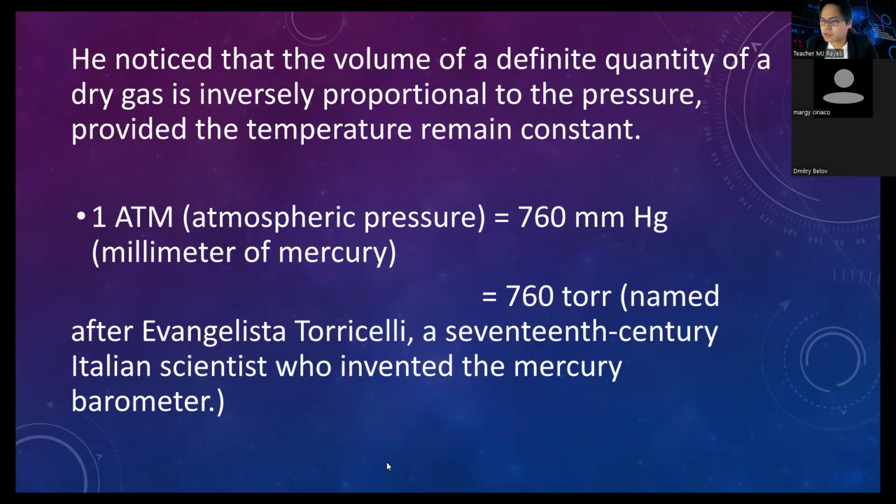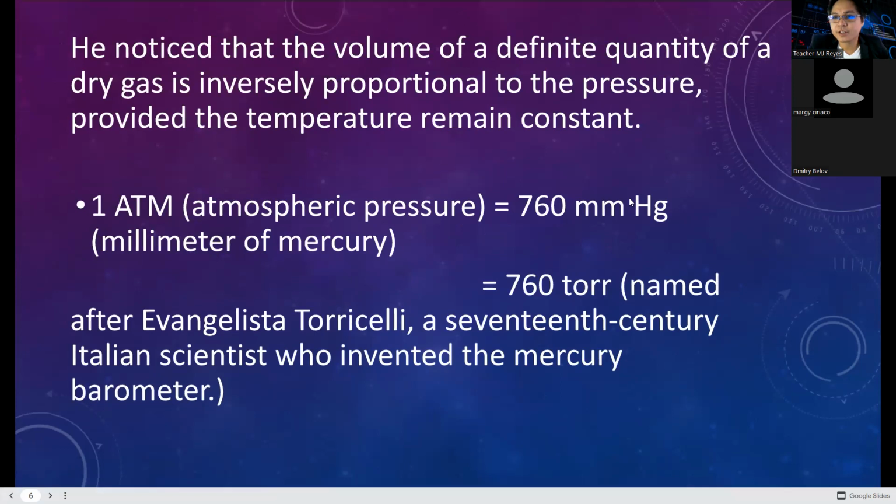Because Robert Boyle discovered that pressure and volume are inversely proportional, he used the unit millimeter of mercury, and he used mercury in that experiment. Do you have any questions so far? Question? Margie and Dimitri? Question so far? Okay, let's move forward.